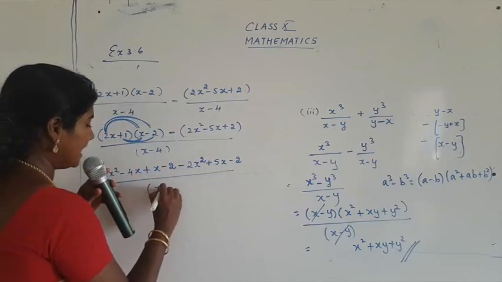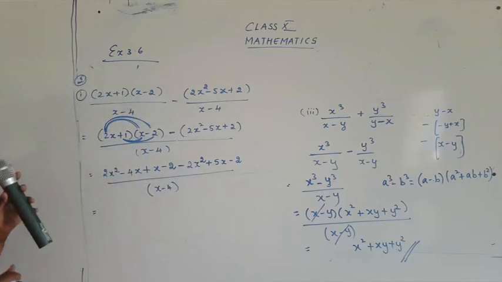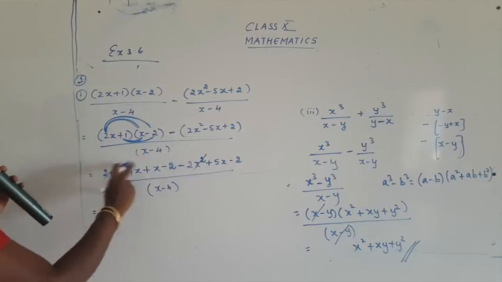Upon x minus 4. So 2x square minus 4x plus x minus 2 minus 2x square plus 5x minus 2 upon x minus 4. We are going to simplify. We are going to cancel the like terms. Wherever there's a cancellation, we are going to cancel it. Wherever there's a way of addition, we are going to add it. Just group the like terms and try to simplify it. So 2x square minus 2x square gets cancelled. Positive sign and a negative sign.